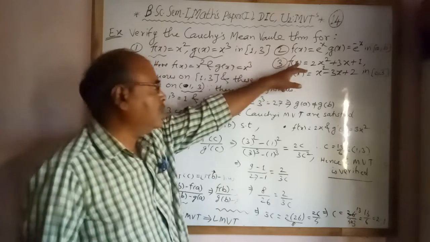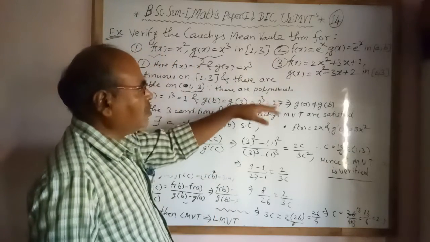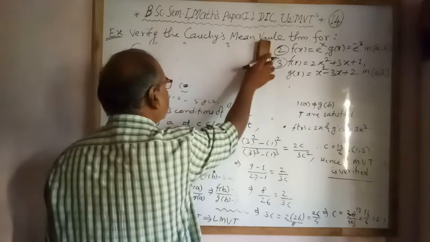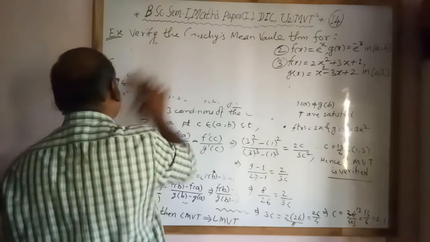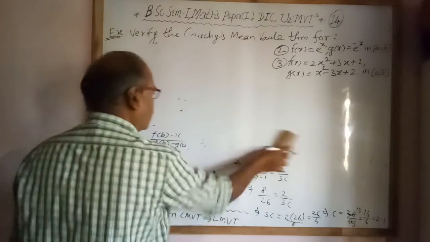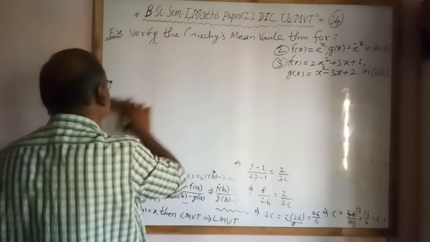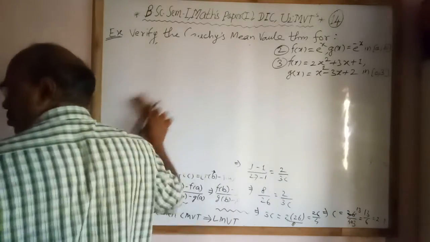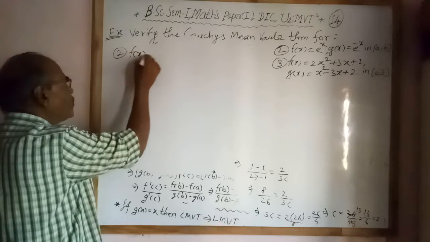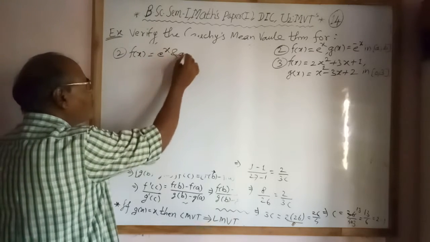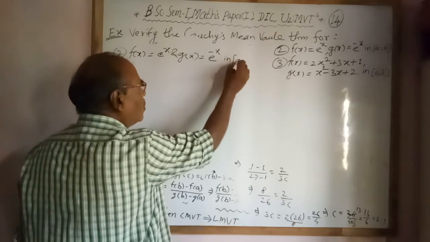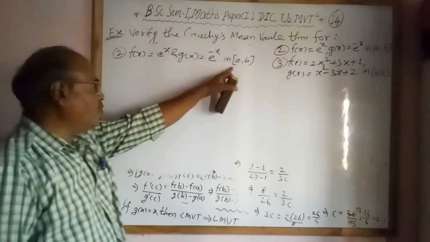Now we see the next example. Second example: f of x equal to e to the power x and g of x equal to e to the power minus x in the closed interval [a, b].